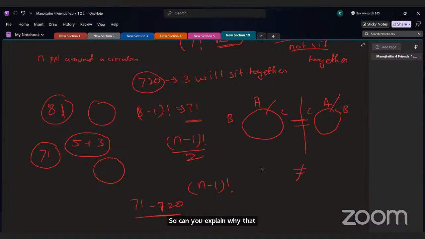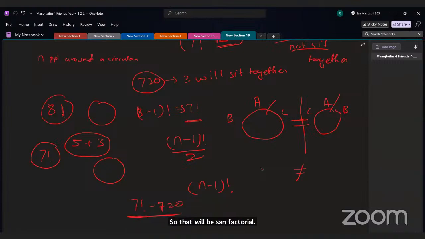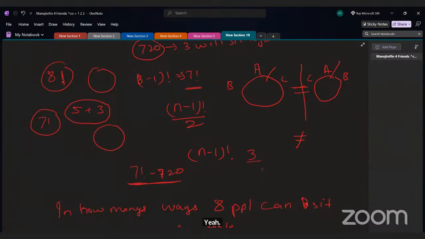See, if the question was: in how many ways can we arrange 8 people around a circular table? That will be 7 factorial. And that will include all the ways in which these 3 leaders are sitting together and the ways in which these 3 leaders are not sitting together. The question somebody asked is: in how many ways will these three leaders not be sitting together?